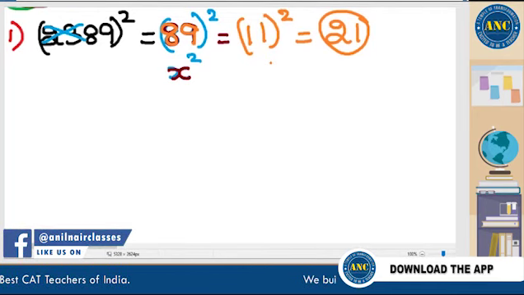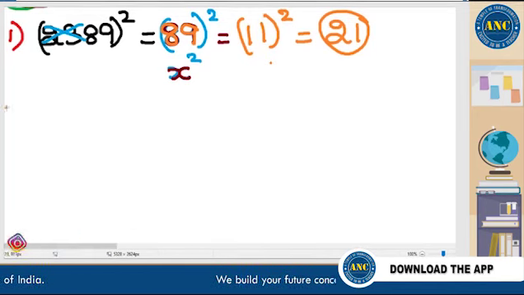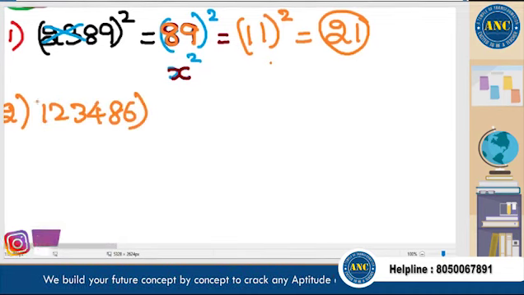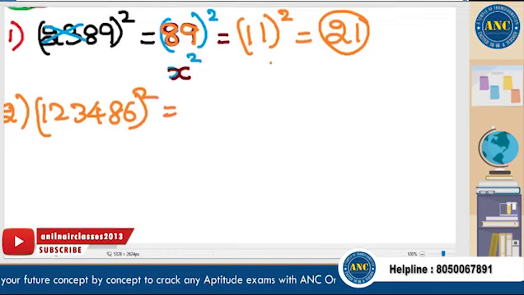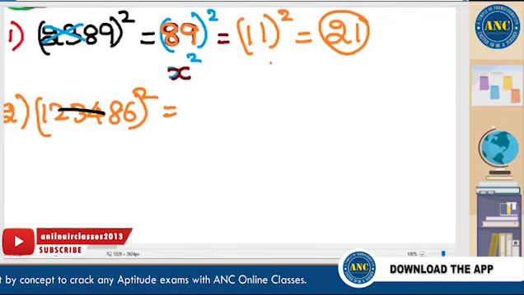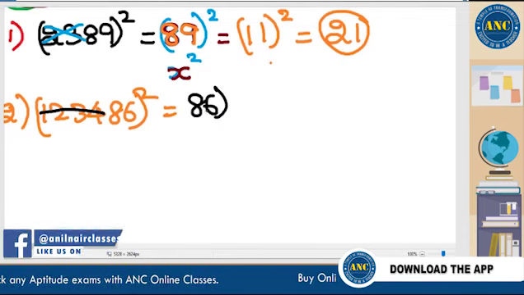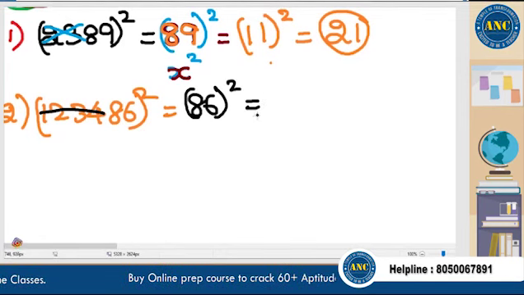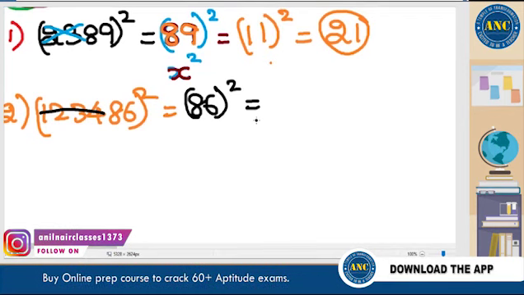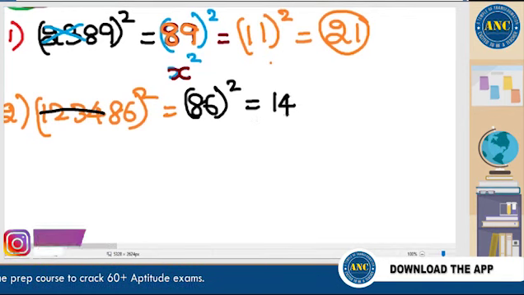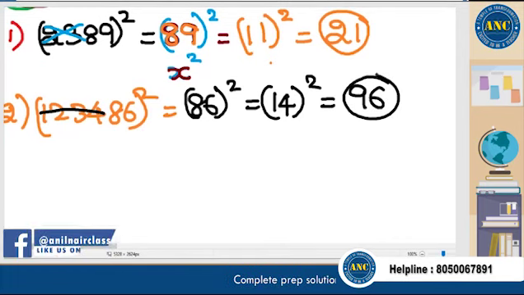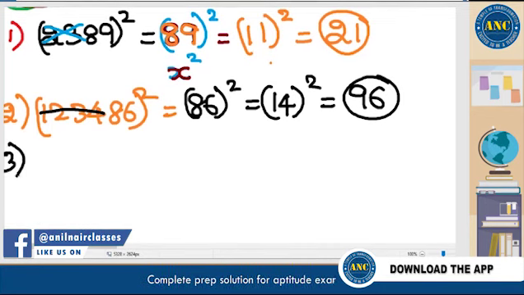Suppose, for example, now try to tell me the answer for this question, sir. Suppose 123486 whole square. These are all waste numbers for me. It is similar to 86 square. Subtract with 100. 86 and 100, what is the difference? 14. 86 square and 14 square both will have the same last two digits. 14 square is 196. What are the last two digits of 196? 96. Over. Simple.